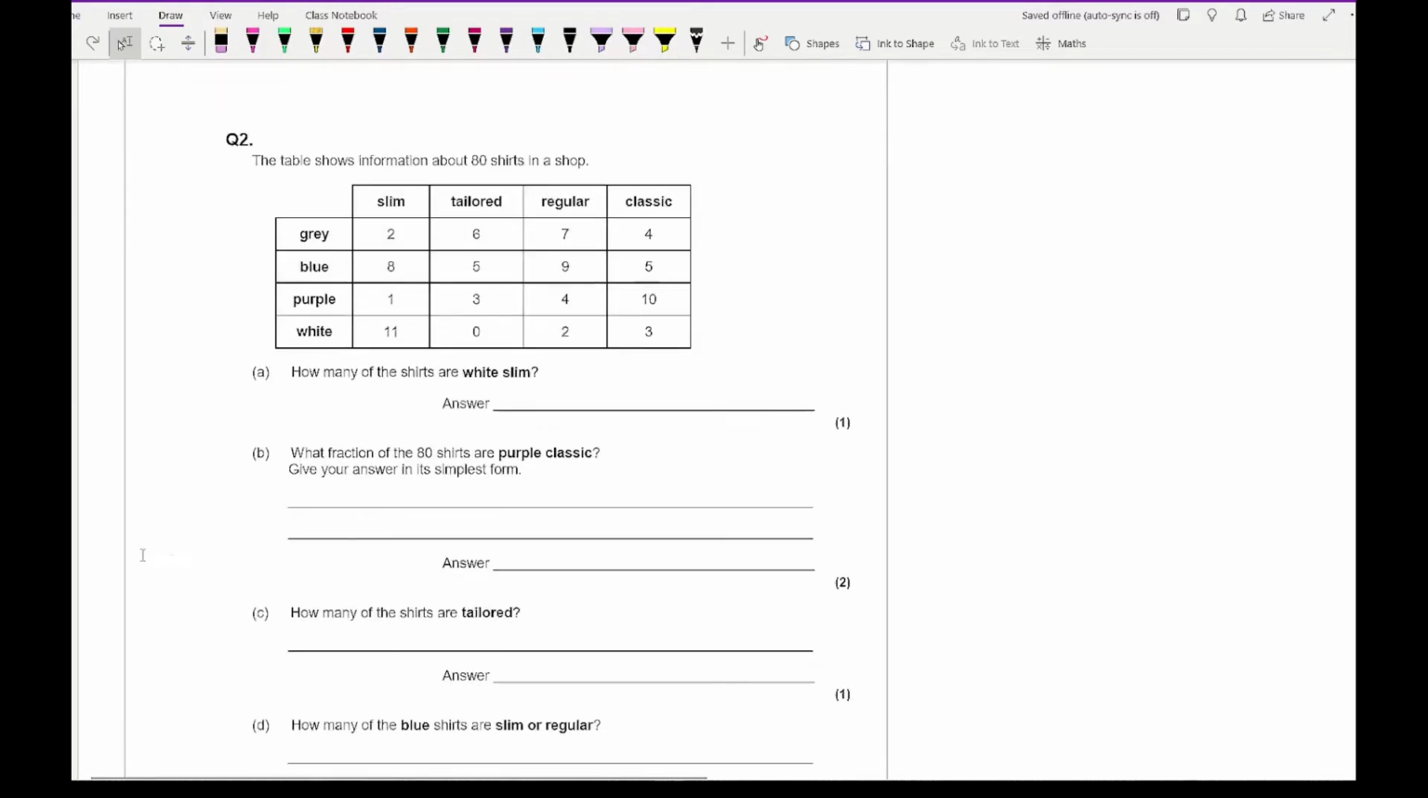Then moving on to question 2, it says the table shows information about 80 shirts in a shop, and the first part says how many shirts are white slim. So white slim is here, so that's going to be 11. It then says what fraction of the 80 shirts are purple classic. Give your answer in its simplest form. So purple classic is here, so it's going to be 10 over 80, which is 1/8 when simplified.